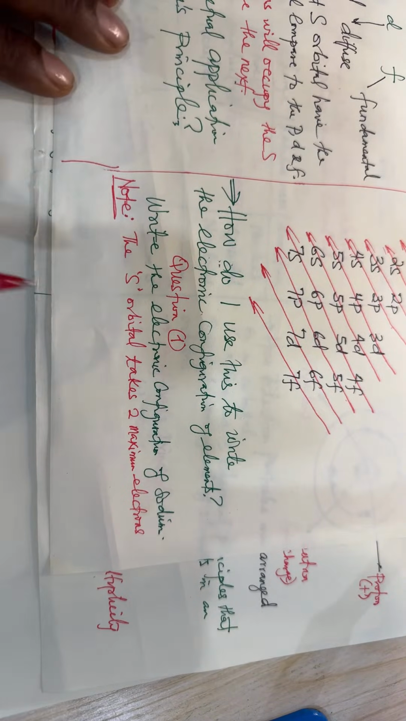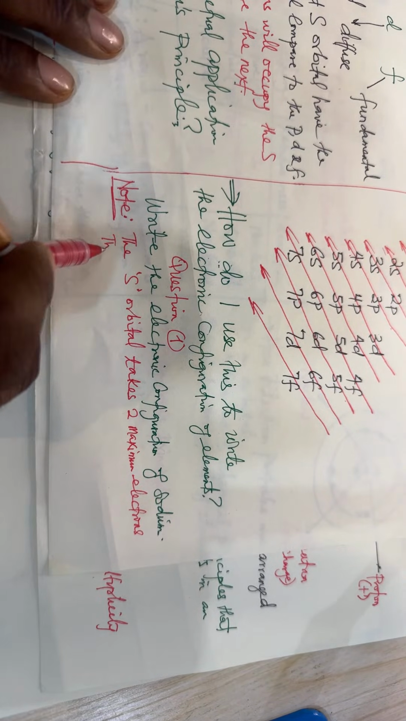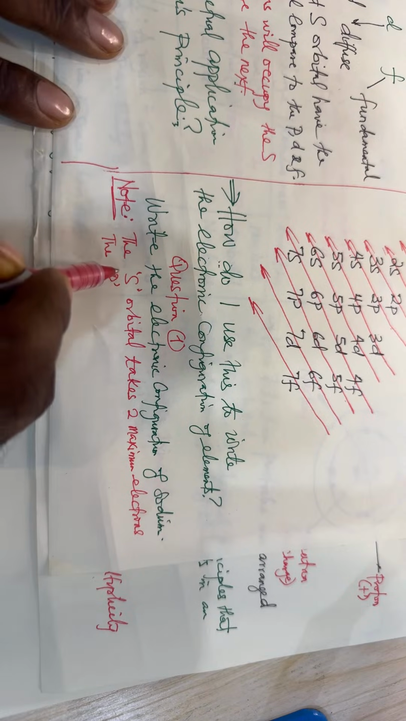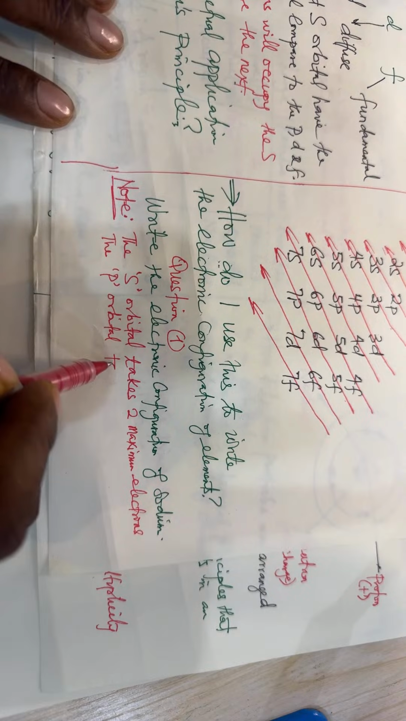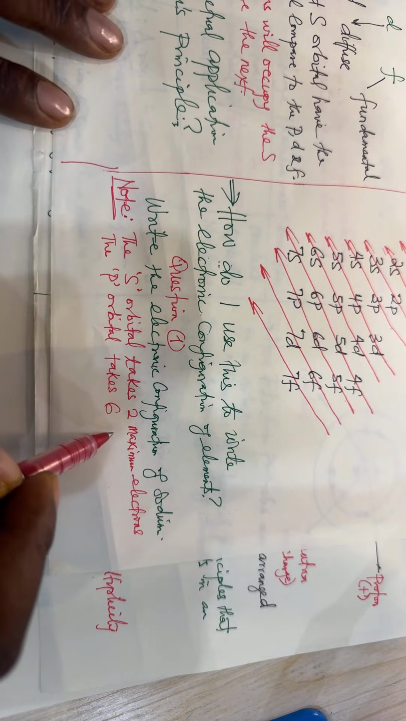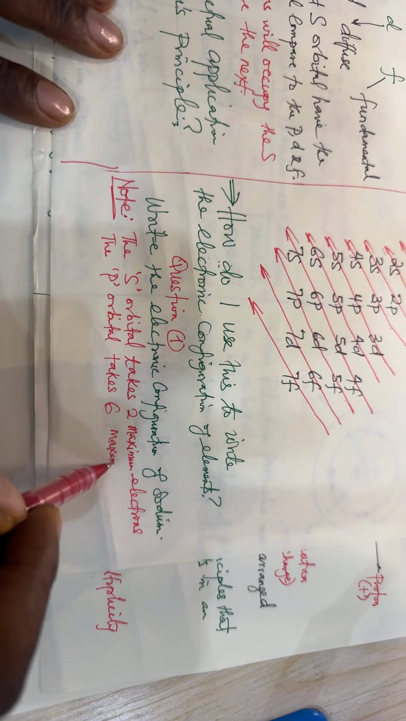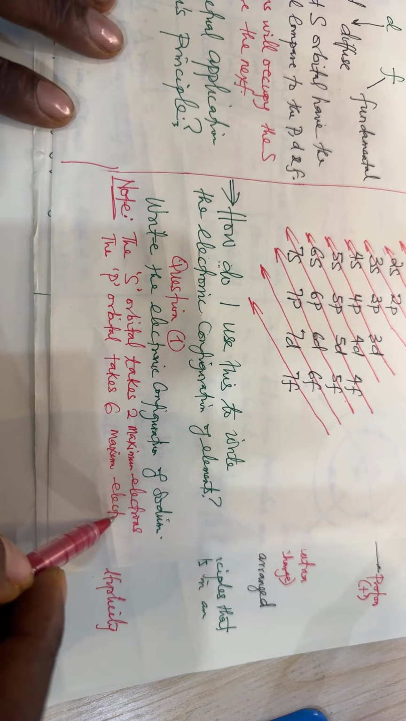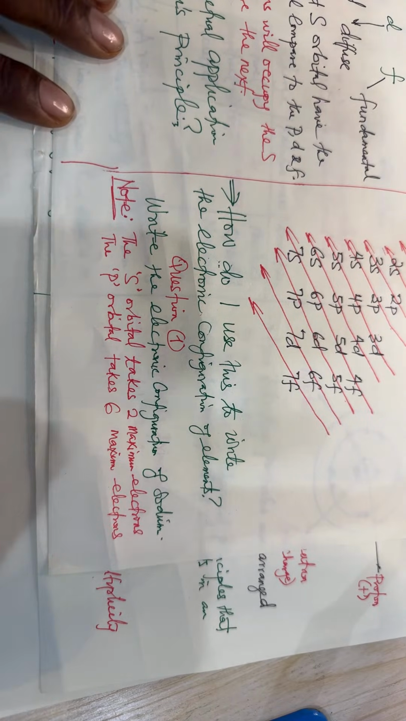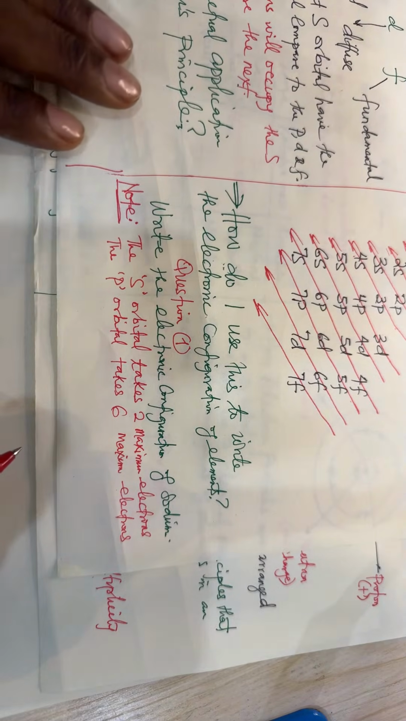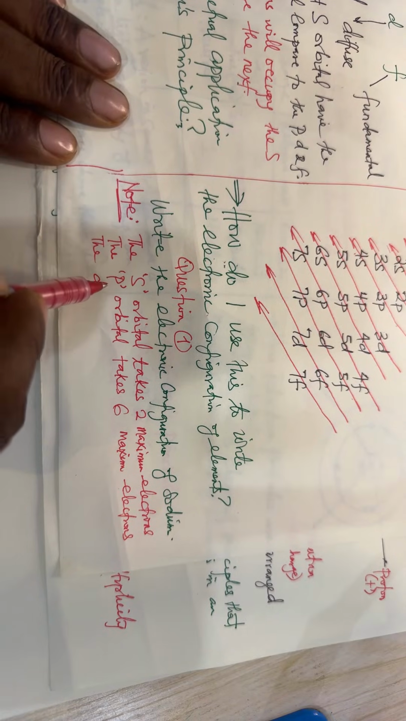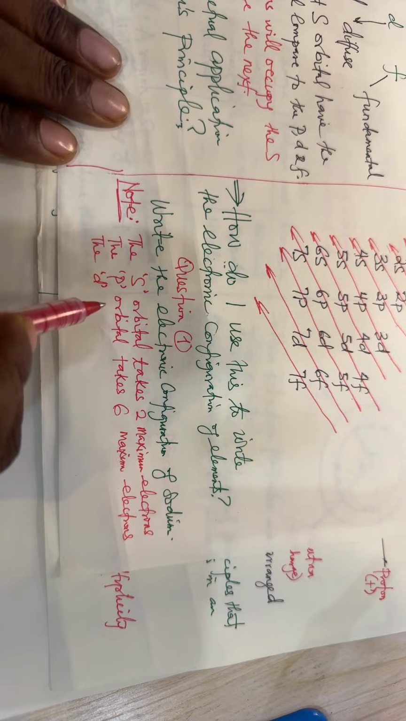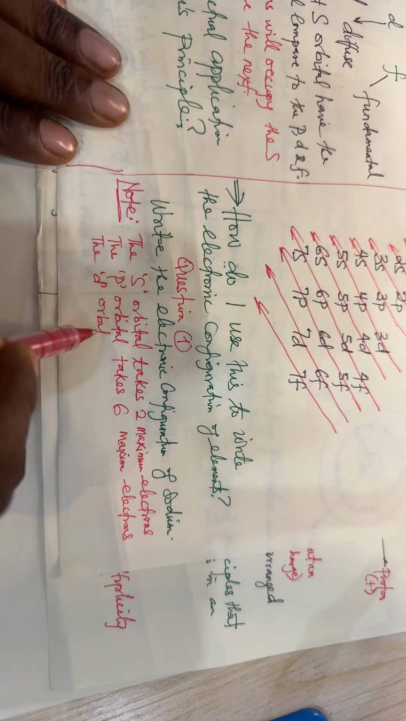Take note. Then the p orbital takes 6 maximum electrons. Now, this is a question for you guys. Who can tell me about the d orbitals? What is the maximum number of electrons the d orbital can take?